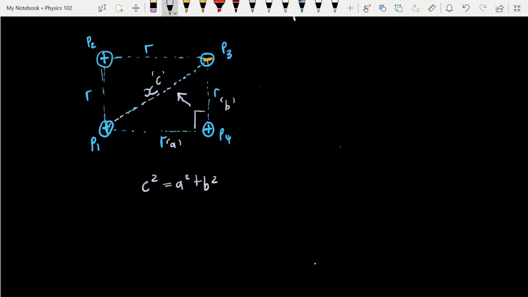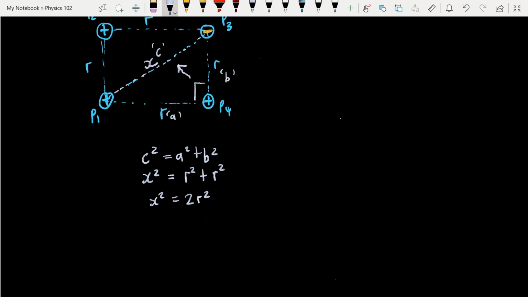Now we replace those letters with the official ones. X squared is equal to, what is A? R squared, plus what is B? R again, so it'll be R squared. So X squared would be equal to R squared plus R squared, which gives you 2R squared. It's like 1B plus 1B, you get 2B's, right? So it's going to be 2 of R squared.